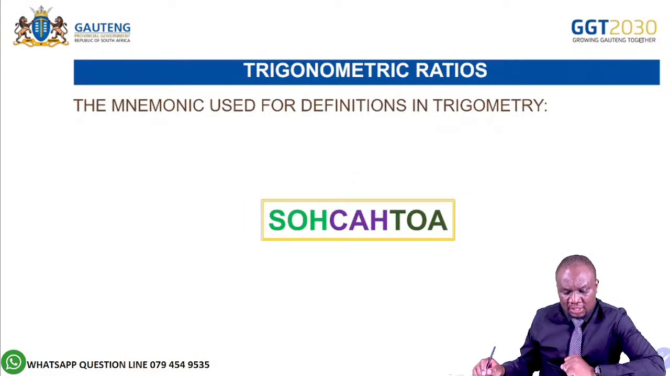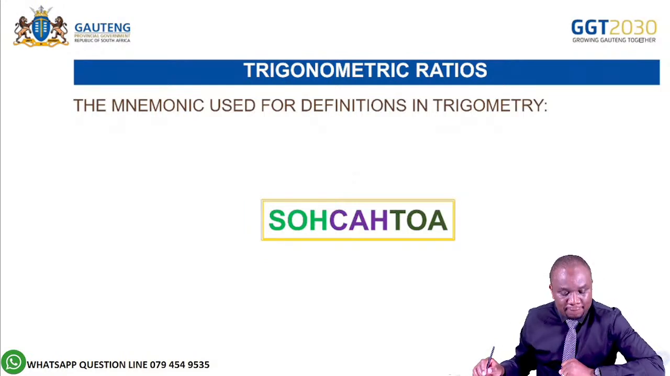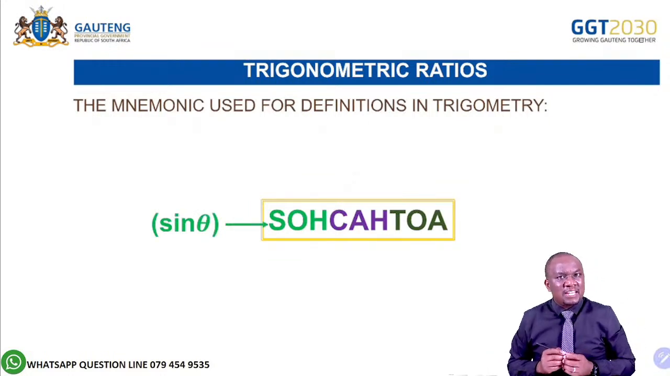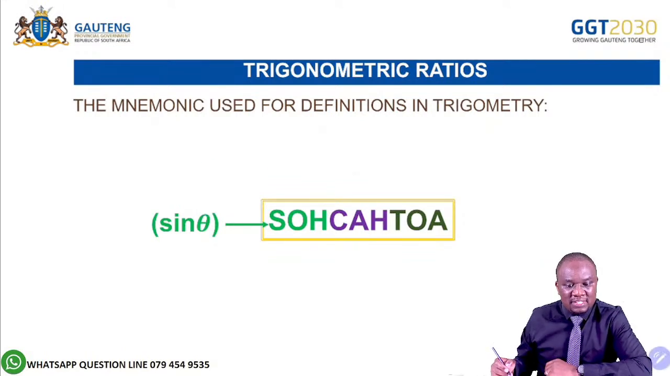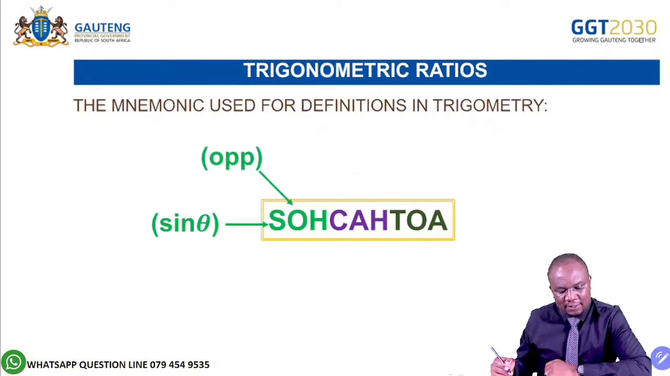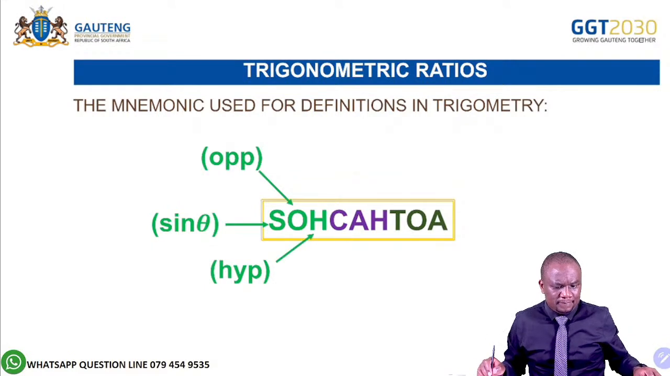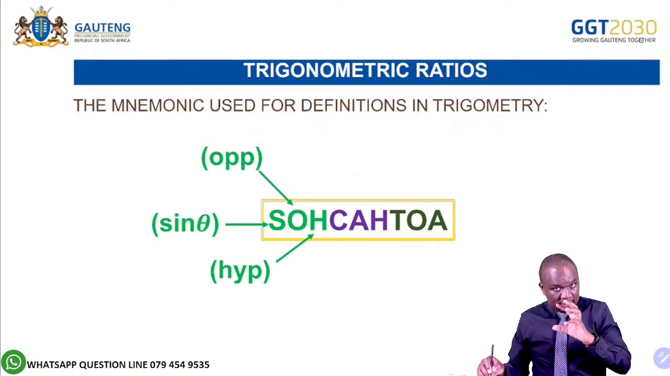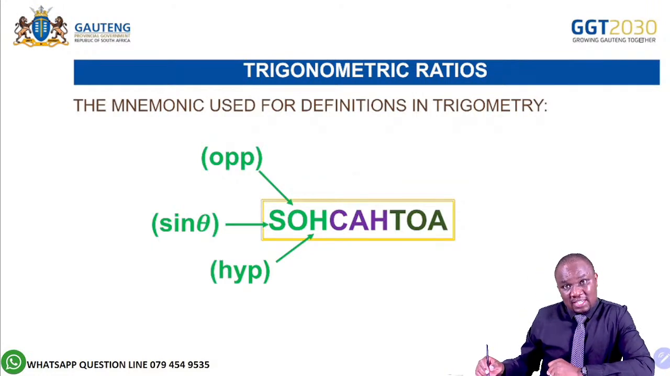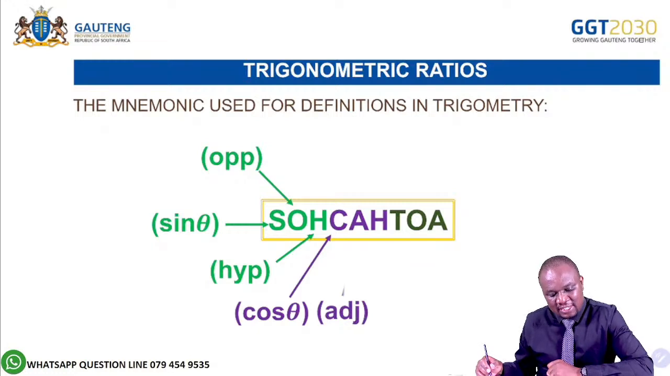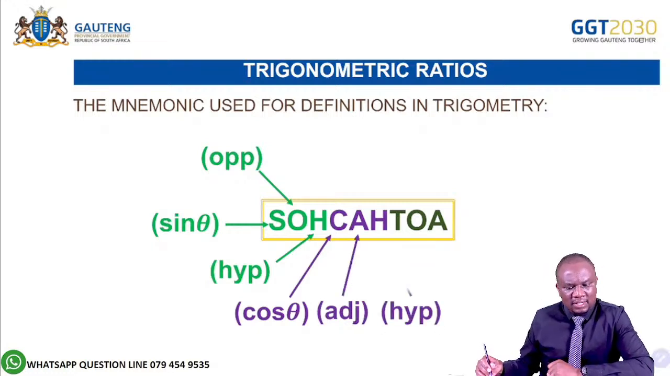SOHCAHTOA. Right. So the S there for SOHCAHTOA is for sine theta. And then how do we find sine theta? We say opposite side over hypotenuse. This is how you find sine of angle theta. Okay? And then the CAH part, cosine of angle theta, cos theta. How do we find cosine of angle theta? Adjacent side over the hypotenuse.